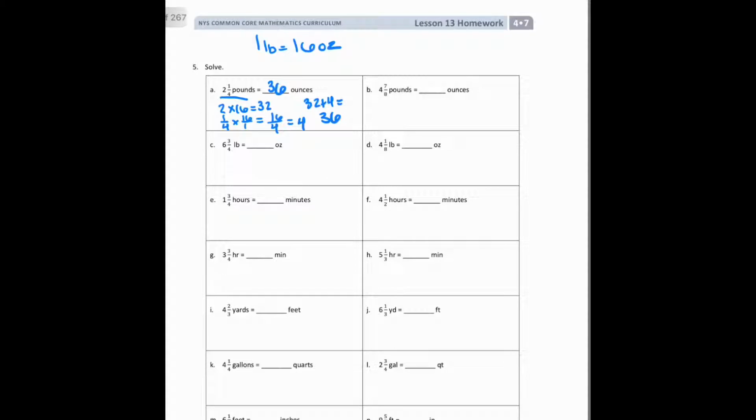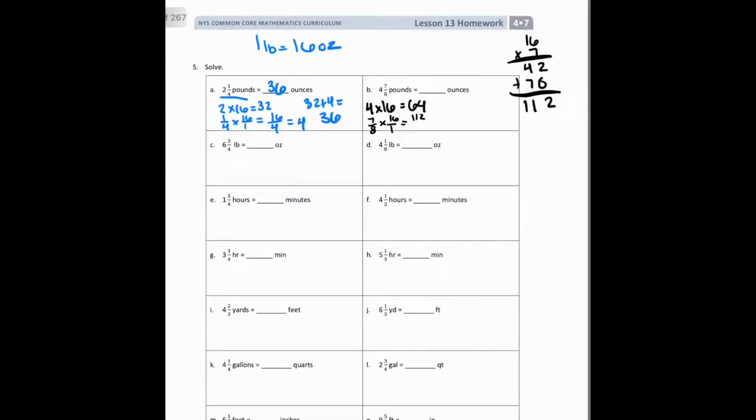All right, let's look at B. We have 4 7/8 pounds, so I'm going to say 4 times 16, which should be 64. And I'm going to say 7/8 times 16. Well, 16 times 7, I'm going to have to work that off here to the side. So I'm going to say 16 times 7. 6 times 7 is 42. 10 times 7 is 70. So when I add it together, I get 112.